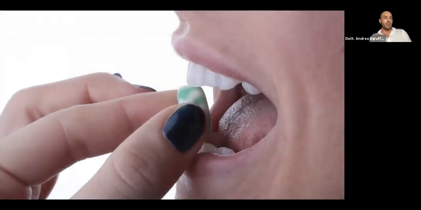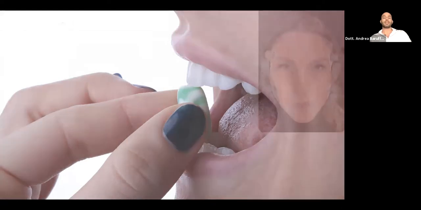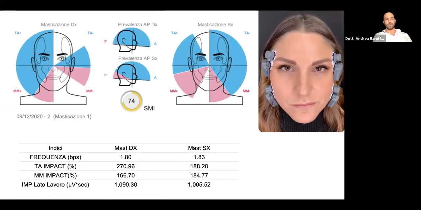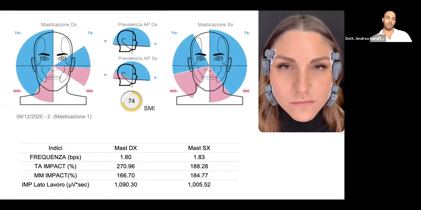We have also the feature of the chewing exam. For the chewing exam, we need to make the patient chew something like a chewing gum, because the chewing gum has a constant consistency, and we make the patient chew to the left side and to the right side. And we have these indexes after a few seconds. We have the frequency that describes the numbers of chewing acts per second.